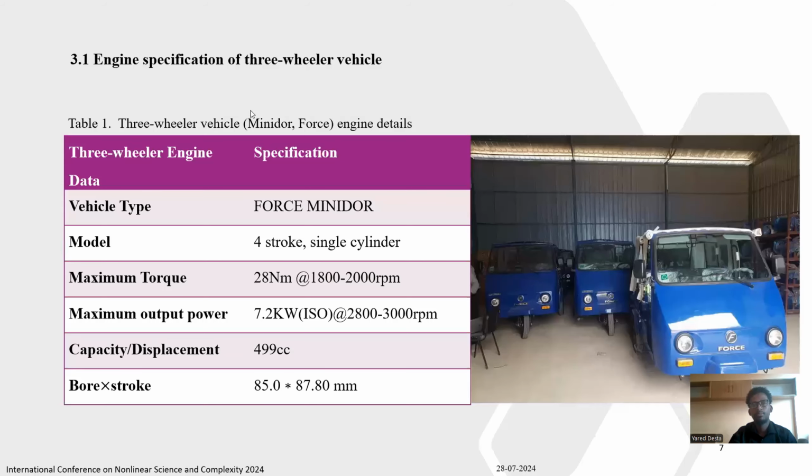So the engine specification for this vehicle is a four-stroke, single cylinder. This vehicle is common in Africa, and the model is a four-stroke, single cylinder. Maximum torque is 28 Newton meter at this range, and the maximum output power is 7.2 kilowatts, ISO standard, and the capacity is 499 cc, and this is the cylinder dimension.